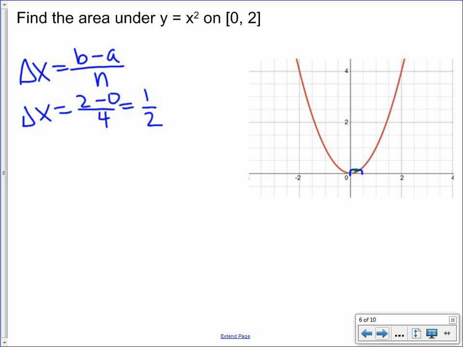From 1/2 to 1, we're actually going to take the height at 3/4. From 1 to 3/2, we're actually going to take the height at 5/4. And how are you getting these? Somebody answered Jimmy's question. It's for the midpoint. Oh, the midpoint, for our midpoint area approximation.